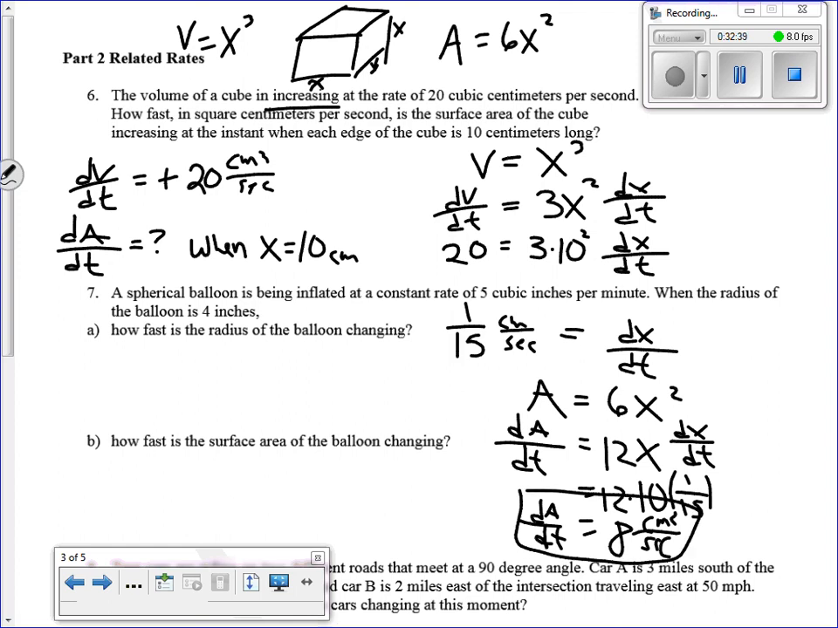So this one was just a little tricky in the sense that, oh, you had to get dx dt first before you could get dA dt.